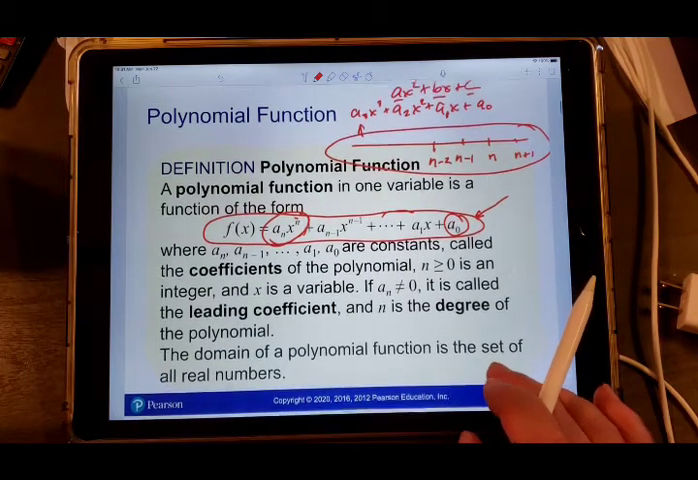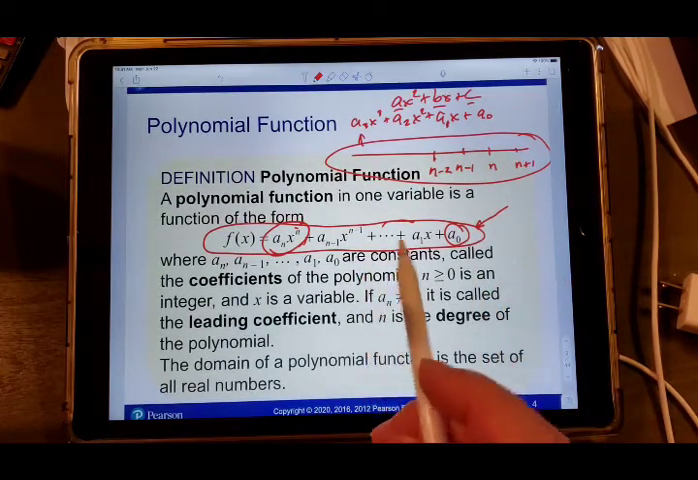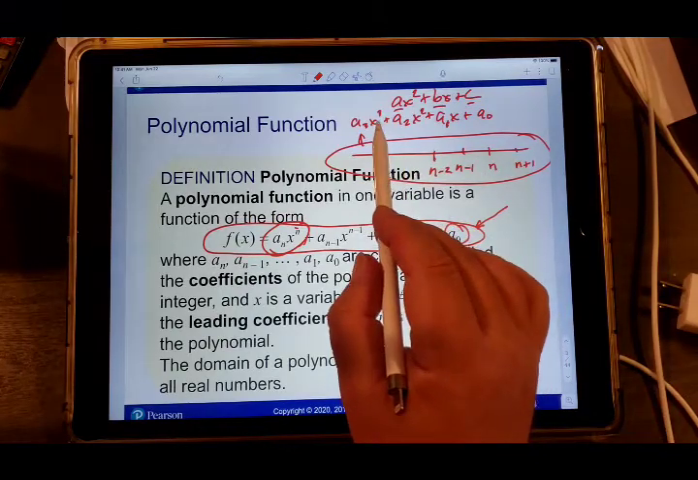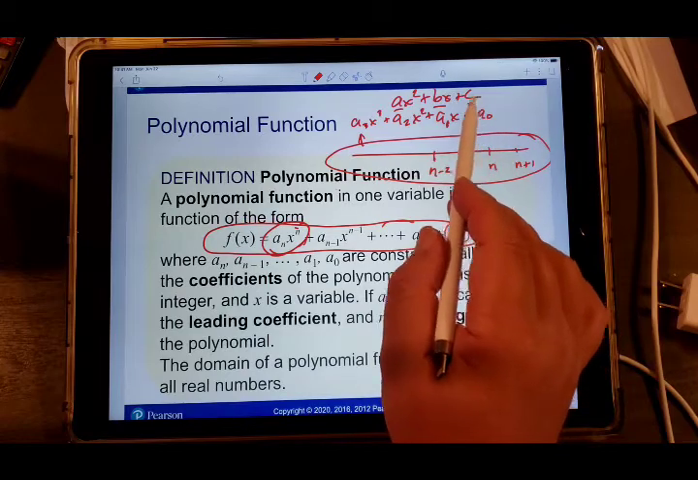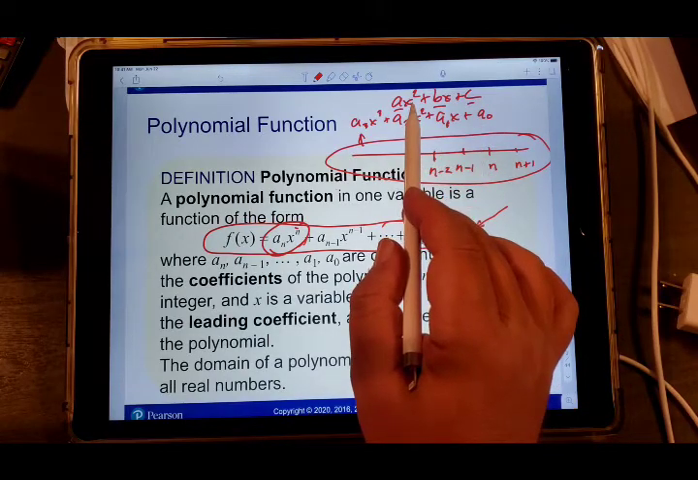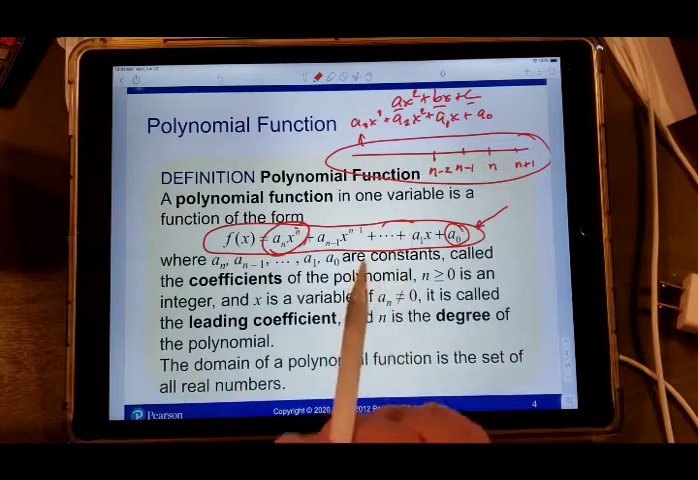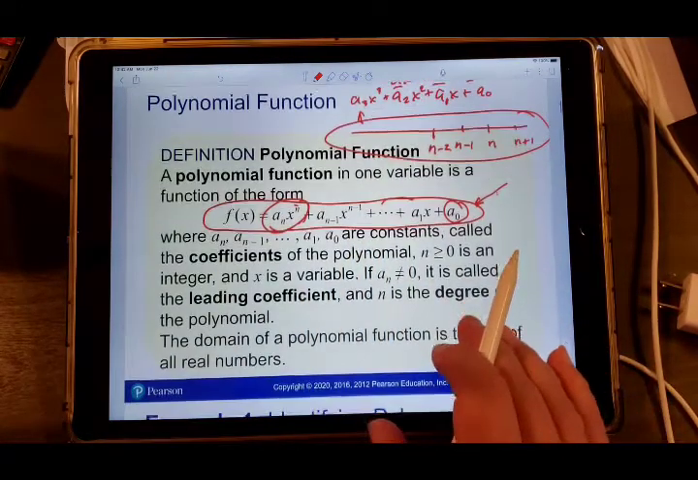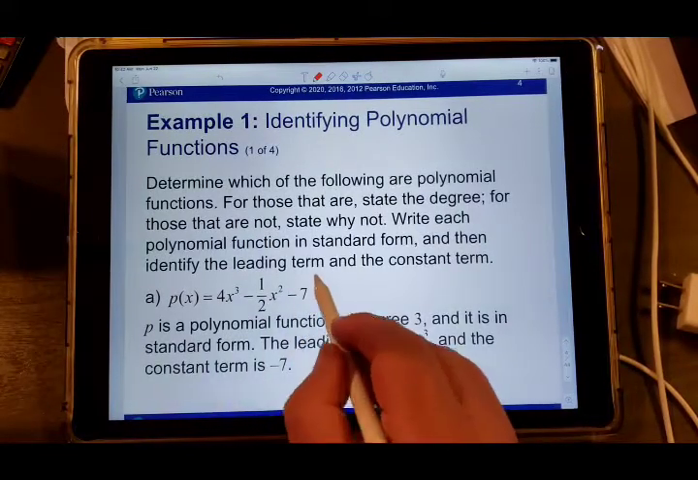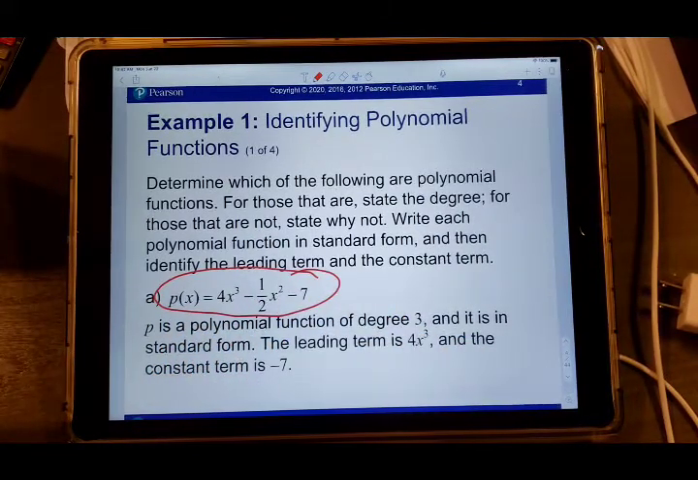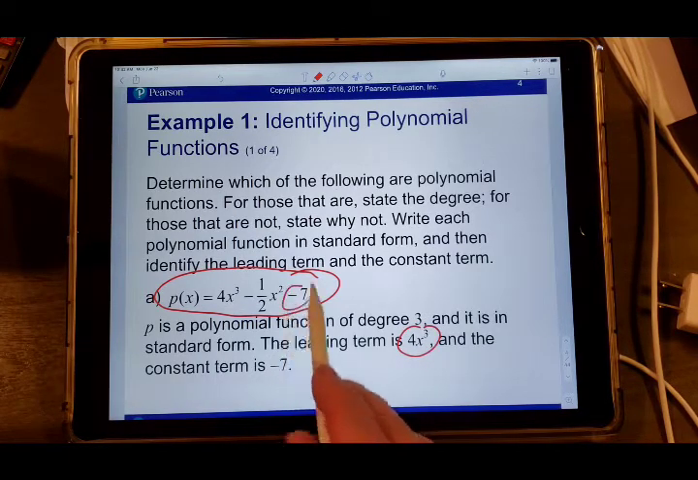But these are polynomials. And one thing important about the polynomial is that, as we're going to find out soon, the exponents have to be counting numbers. The exponents have to be, essentially, x to the 0, x to the 1, x to the 2. Otherwise, it's not a polynomial, it's some other type of function. So here's an example, identifying a polynomial. And let me go ahead and take this a little further than they did here. They just say this is the leading term, this is the constant term.